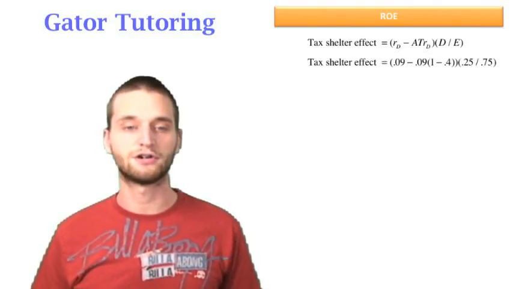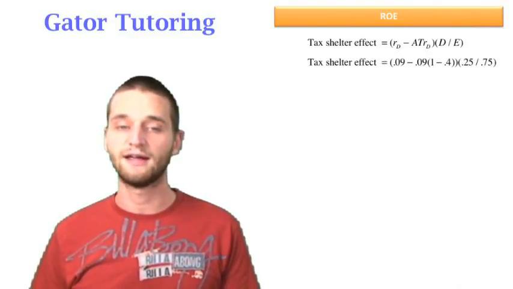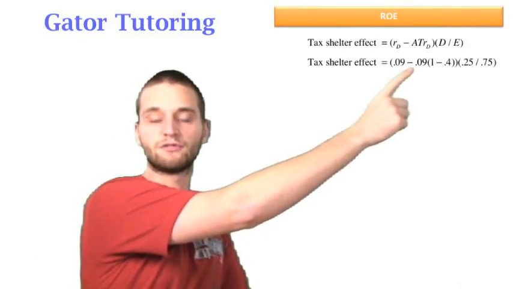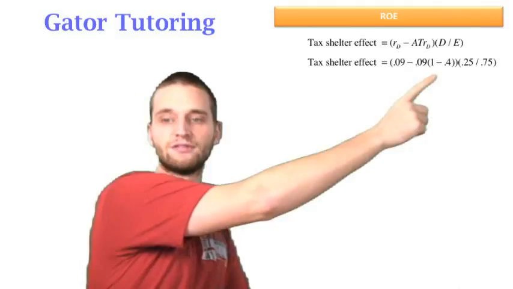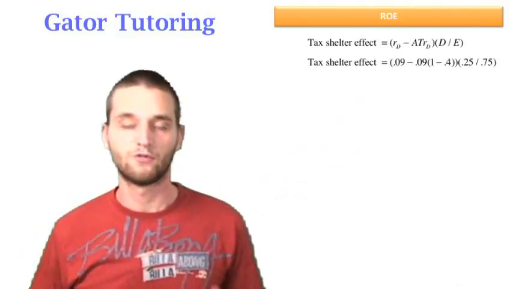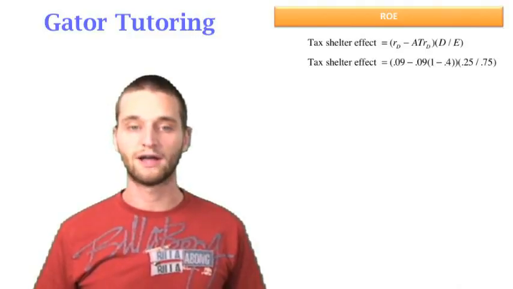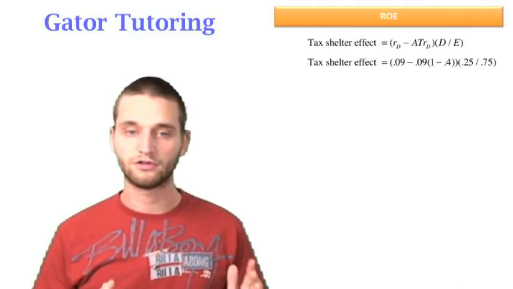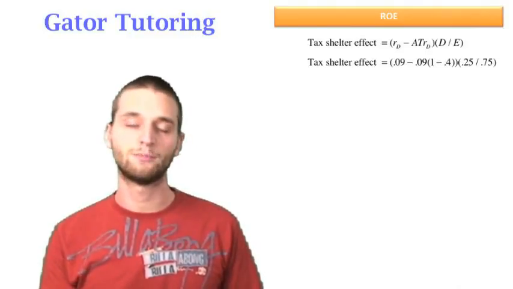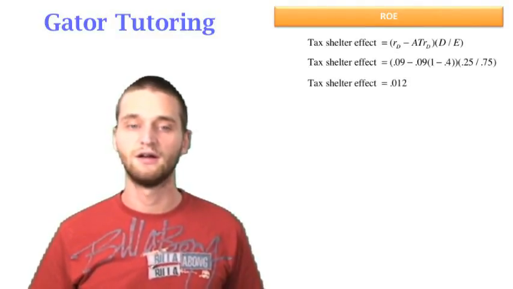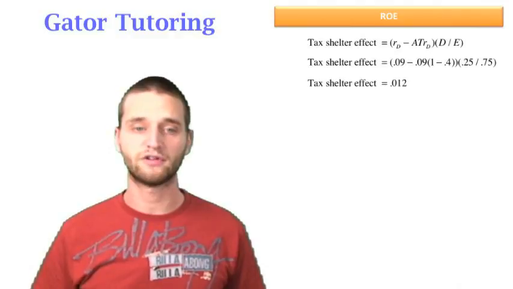Well, we know the rate of return on debt is 9%, and the after-tax rate of return on debt is just the 9% rate of return on debt times 1 minus the tax rate. So times 1 minus 40%, minus 0.4, because we're given that the tax rate is 40%. Again, we multiply that whole term by the debt to equity ratio, 0.25 over 0.75, and we get the tax shelter effect of 0.012, 1.2%.